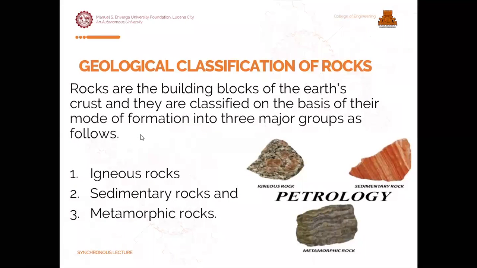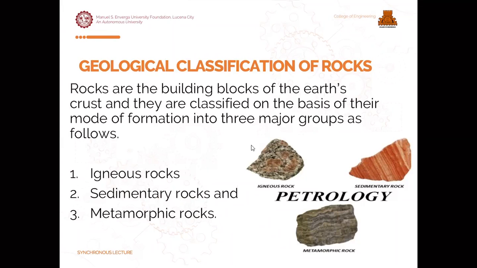And then we have the geological classification of rocks. Rocks can be classified physically and chemically, but the most important and most used classification is the geological classification, because it is easier to identify or group a type of rock if we know its geological characteristics. They are classified on the basis of their mode of formation, which is categorized into three major groups: igneous rocks, sedimentary rocks, and metamorphic rocks.